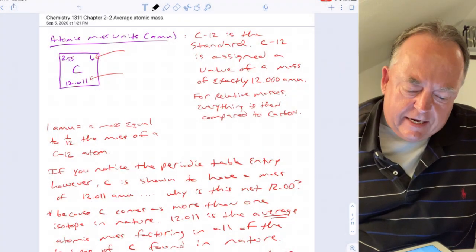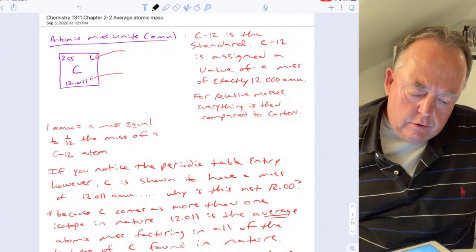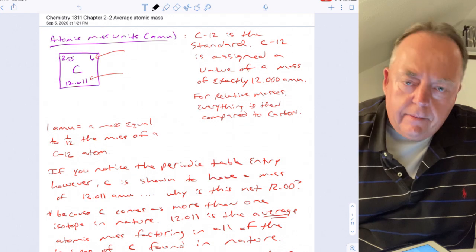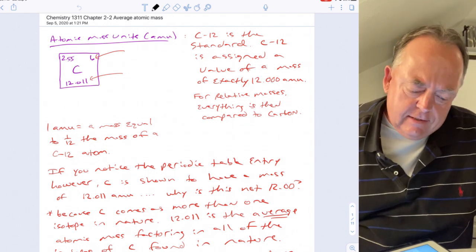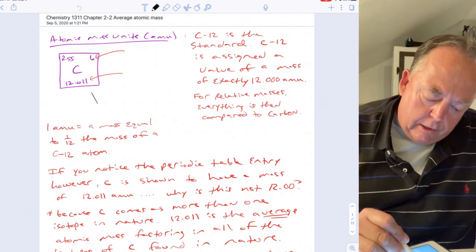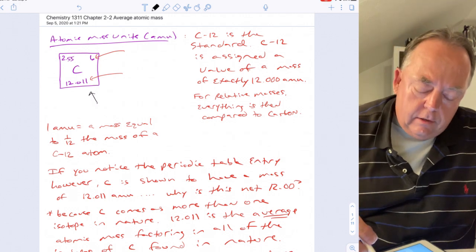Okay, so this will be the second lecture out of chapter 2. In this chapter, we'll look at this concept of atomic mass units and average atomic mass. So this would be the periodic table entry for carbon.